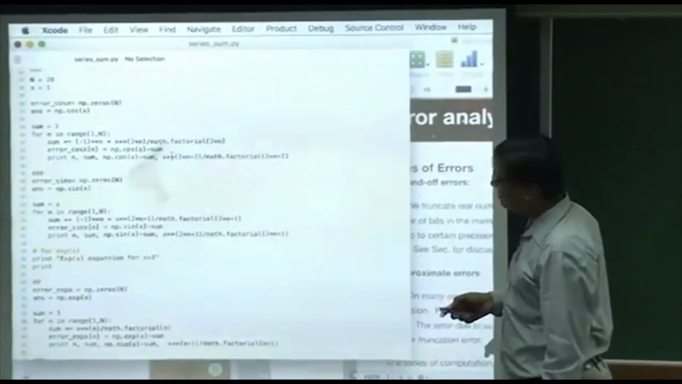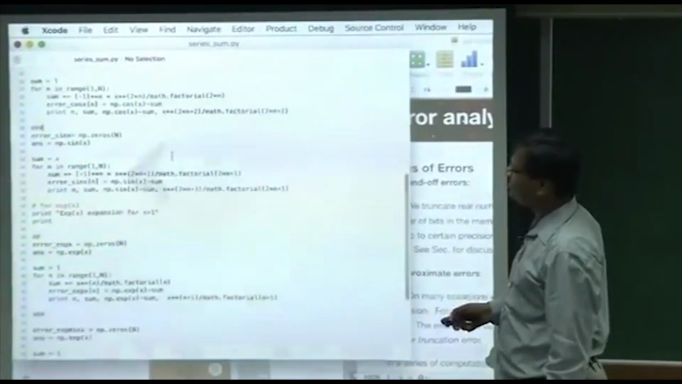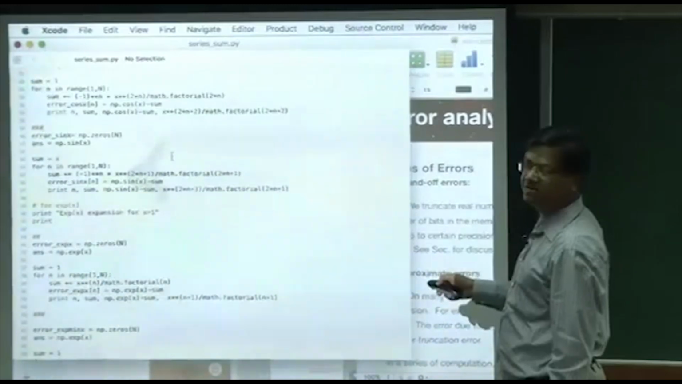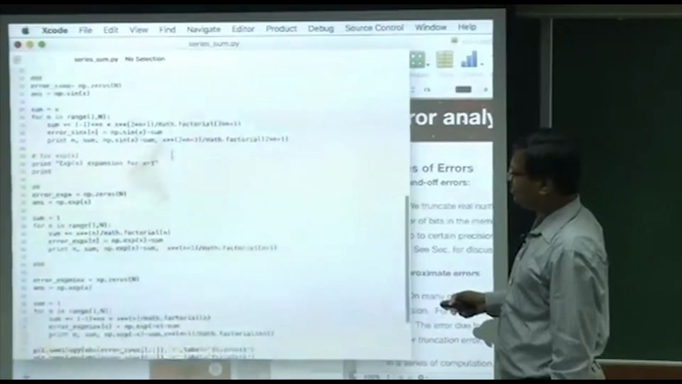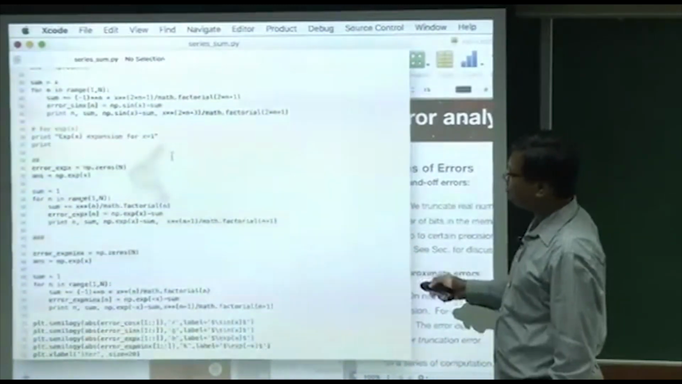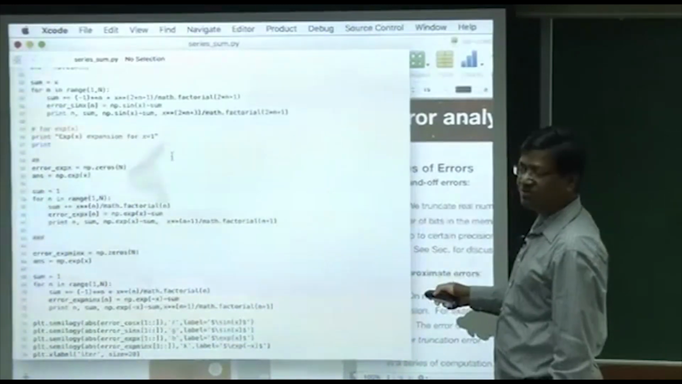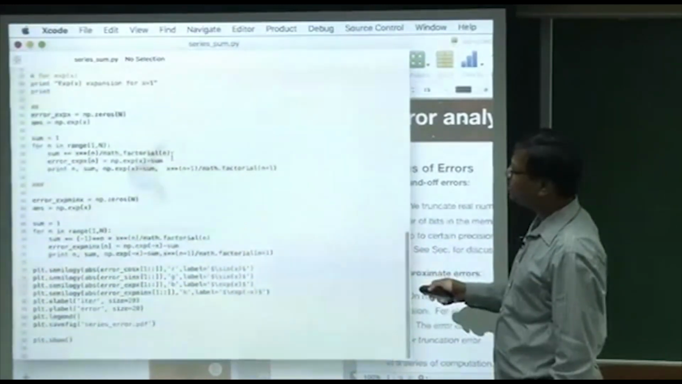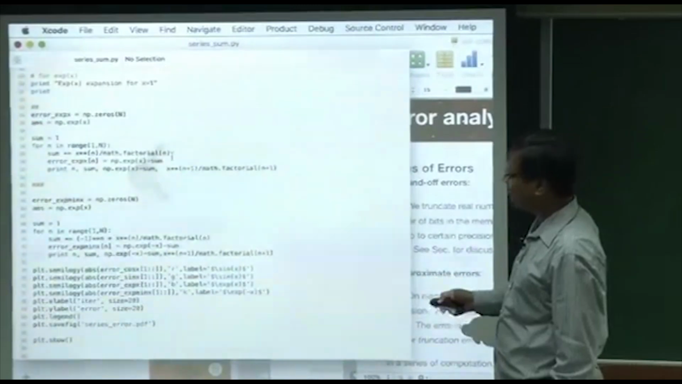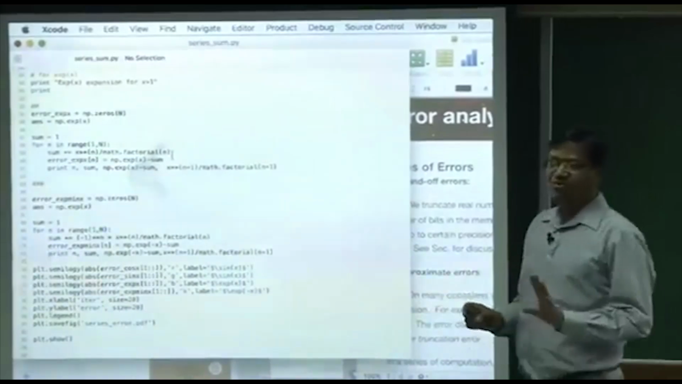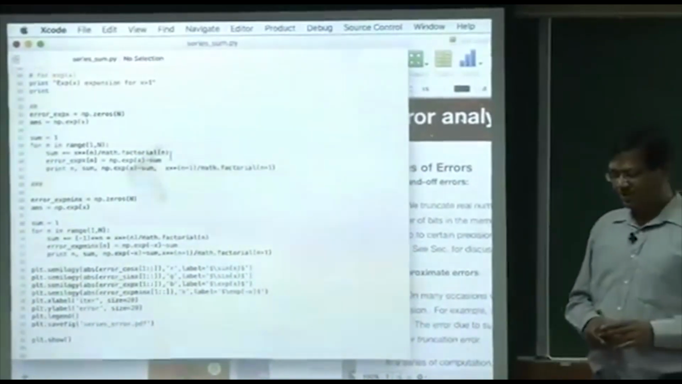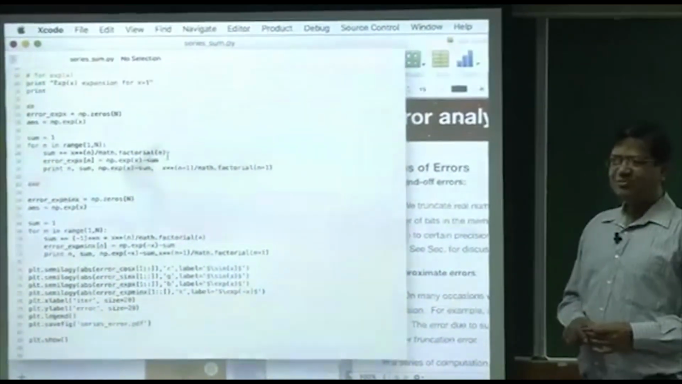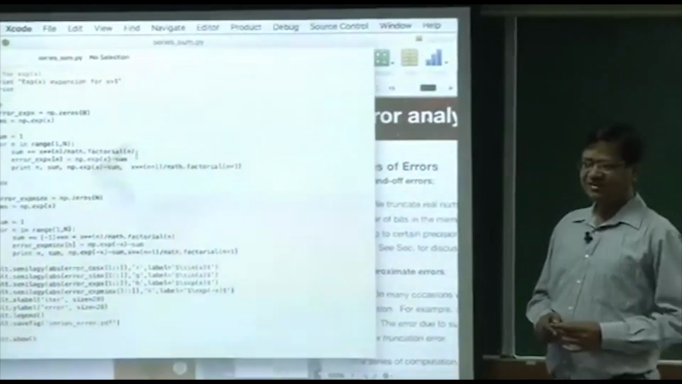I can do the same thing for sin x. Now, this is for exponential 1, and this is for exponential minus 1. Okay, I made an error here. So, this loop is for exponential minus 1. So, 4 functions. Now make a guess which has the largest error.